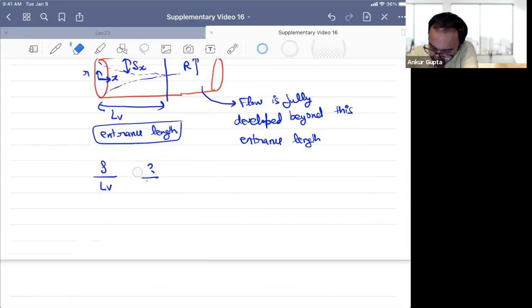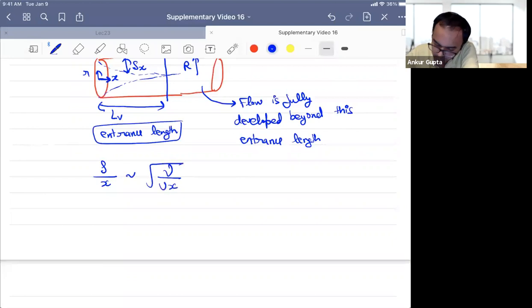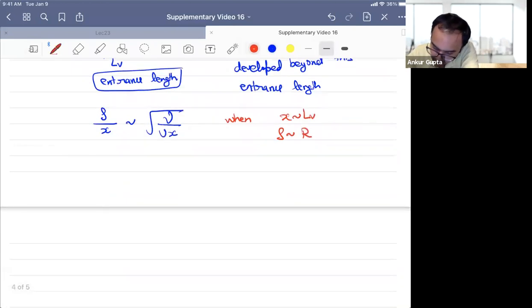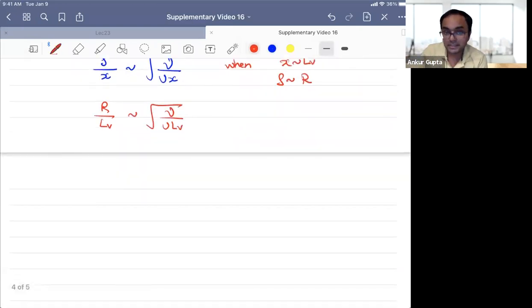Let's just keep things a bit simpler right now. Let's just say delta by X is nu by ux, right? So when X is LV, then delta is R. That's what we are saying. And if you put the value, we get R by LV becomes nu by U LV. We want to basically get the value of LV, that's the goal.